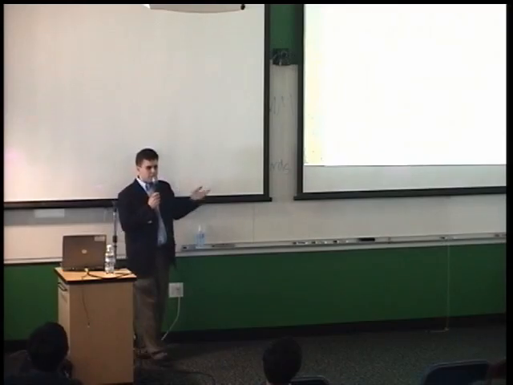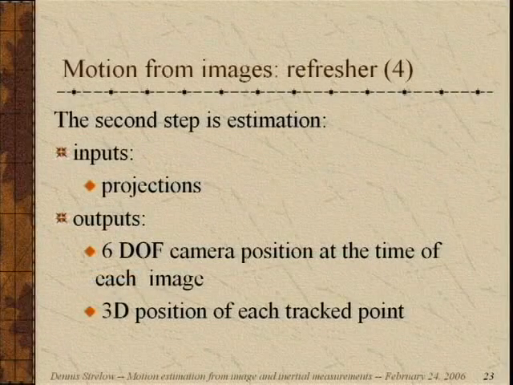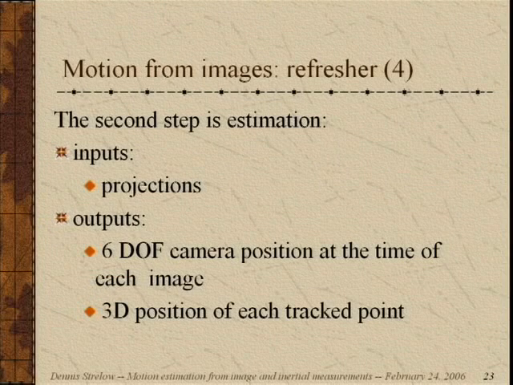Okay, so the second step in that motion from images paradigm is the estimation part. So the input, of course, is the output from the tracking phase, which are these projections or tracking data. And the outputs are the 6-degree of freedom camera position at the time of each image and the 3-dimensional position of each track point.